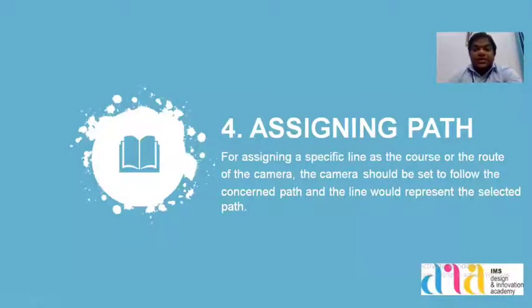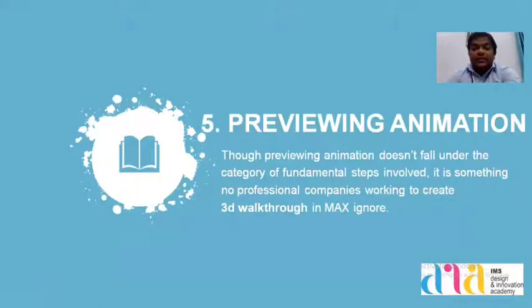Step 4. Assigning path. For assigning a specific line as the course or the route of the camera, the camera should be set to follow the concerned path, and the line would represent the selected path. But before anything else, make sure that you have selected the camera.